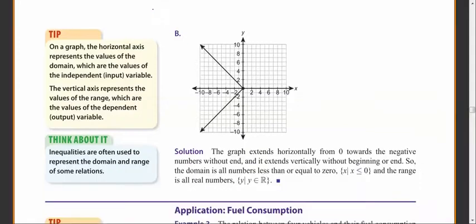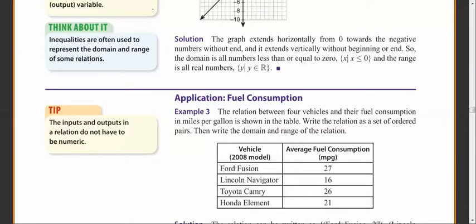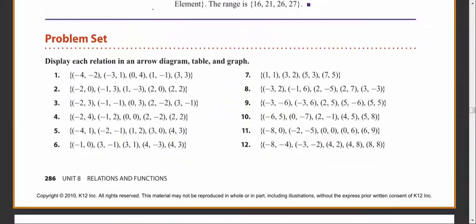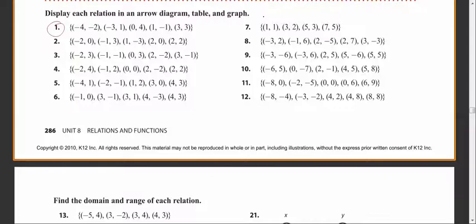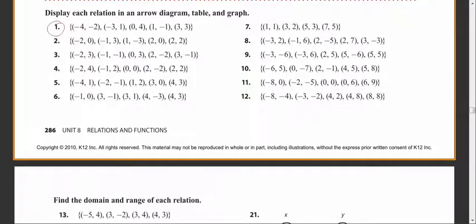All right. You will see more examples of how to solve these problems. And then at the end of your lesson, you will have problems to solve, right? Let's see problem number 1. Problem number 1: display each relation in an arrow diagram, table, and graph. So you have to go with each one of them and display it in 3 ways. You're going to use the diagram, you're going to use the table, and you will graph it.